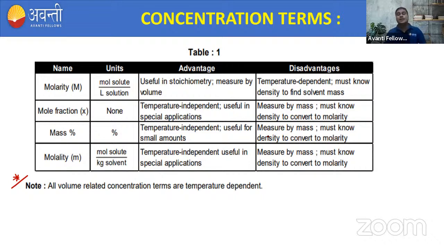Okay. So this is the difference between the molarity, mole fraction, mass percent, and molality. These are the advantages and disadvantages of each. I hope this is clear to all of you. Good.